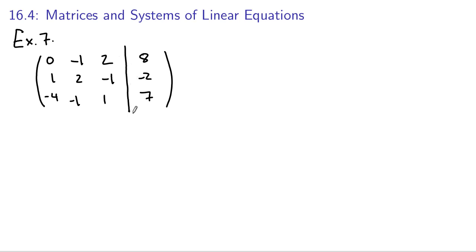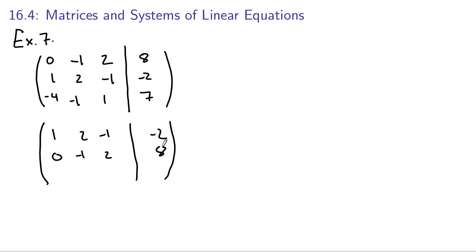The book swaps the first and last. Let's swap the first and second and see if we get the same answer. We should, because it shouldn't matter. So 1, 2, minus 1, minus 2; 0, minus 1, 2, 8; minus 4, minus 1, 1, 7. And now we've already got a 0 for our echelon form.